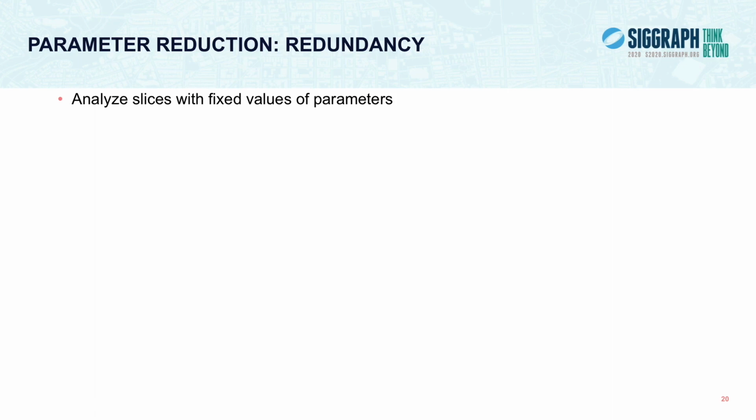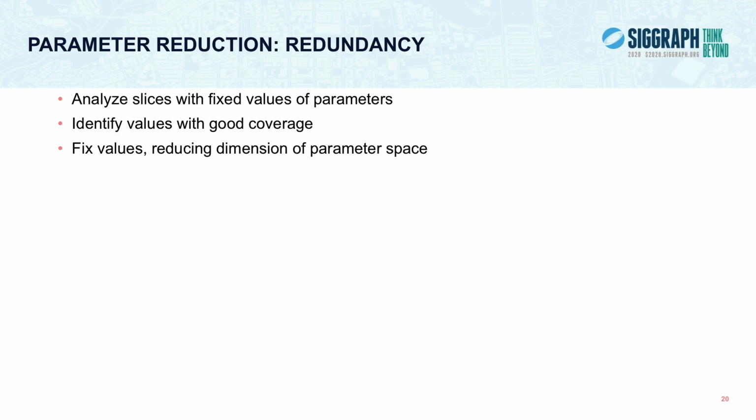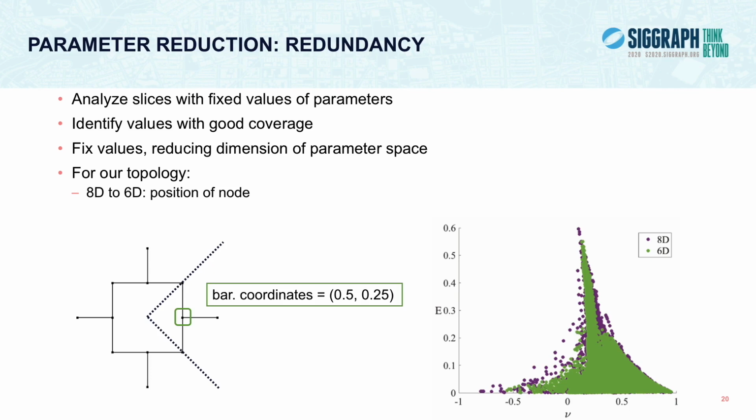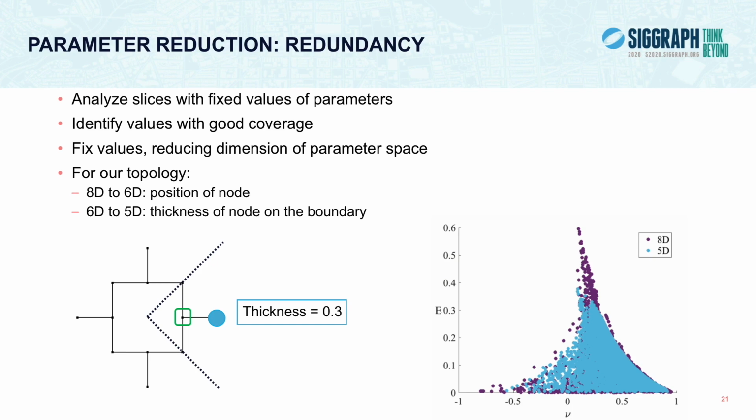We analyze slices with fixed values of parameters. Then we identify values for which the isotropic material coverage remains close to the original one, with all initial n equal to 8 parameters. And we then fix these values, reducing the dimension of our parameter space. In our case, we reduce it from 8 to 6D by fixing the position of an internal node, and then from 6 to 5D by fixing the thickness of the boundary node. Notice how the coverage is still similar to the original one with 8 parameters.